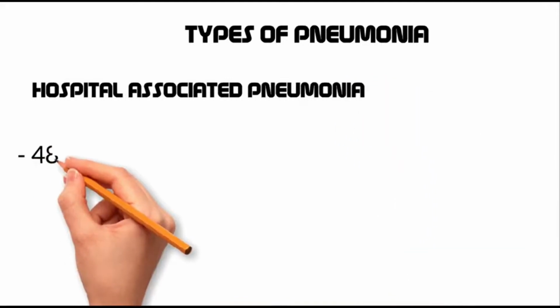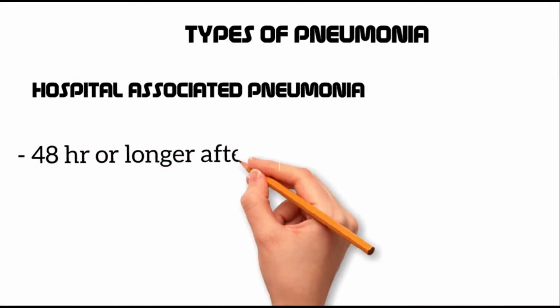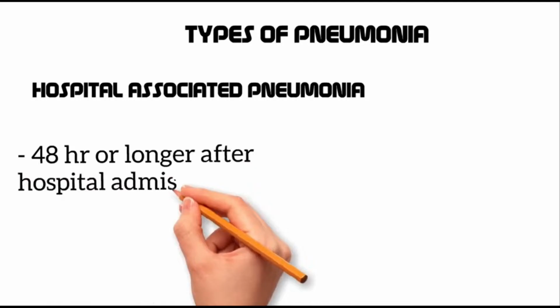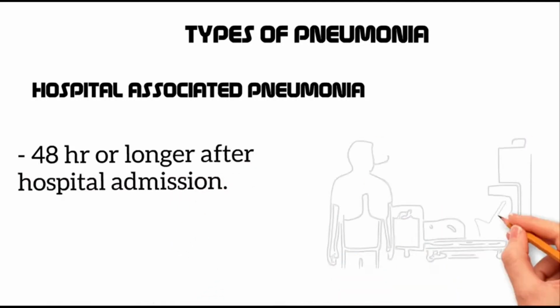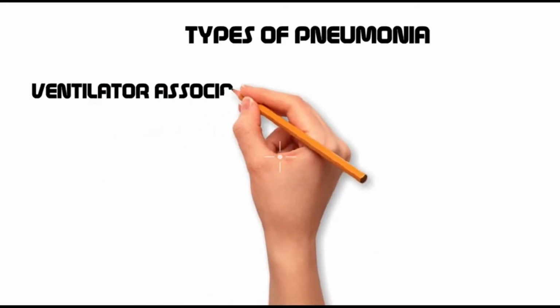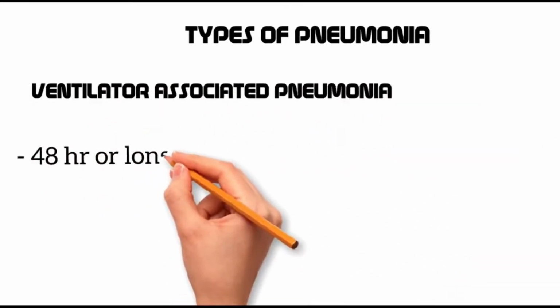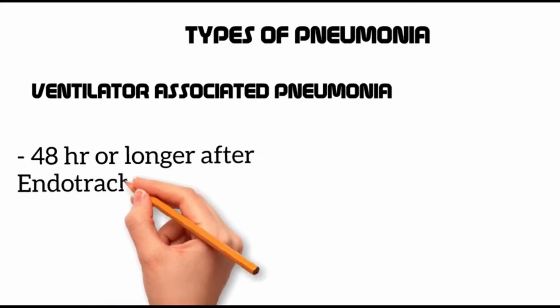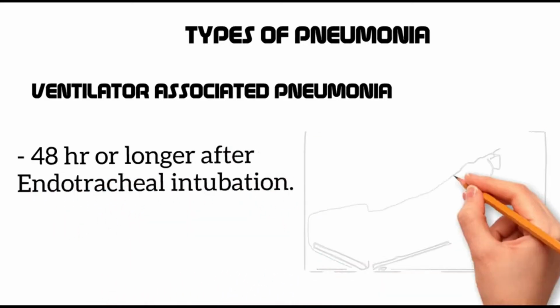Hospital-associated pneumonia is pneumonia that occurs 48 hours or longer after hospital admission and was not incubating at the time of hospitalization. Ventilator-associated pneumonia, VAP, refers to pneumonia that occurs more than 48 hours after endotracheal intubation.